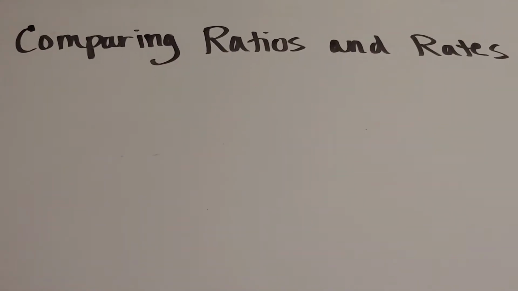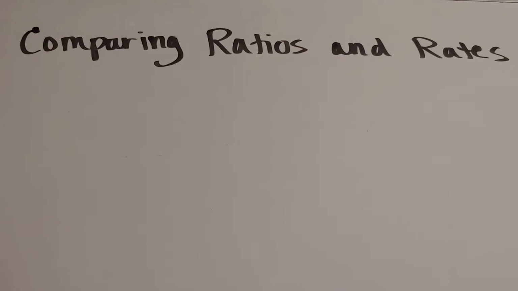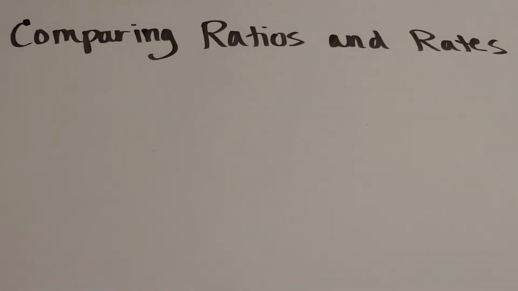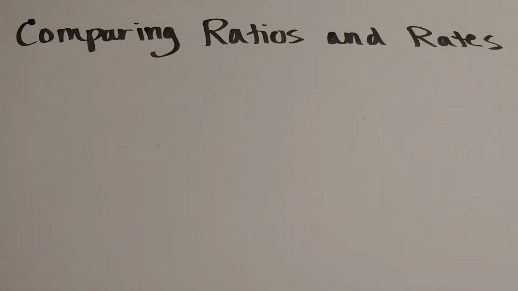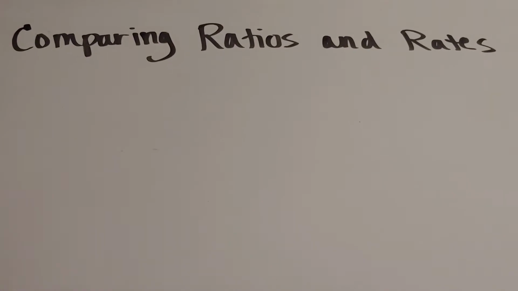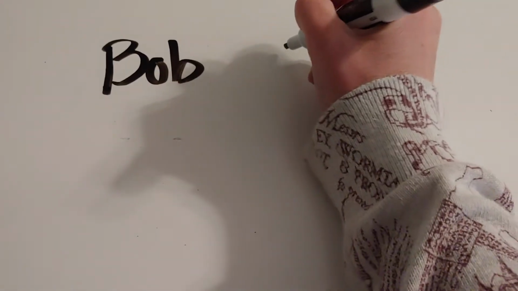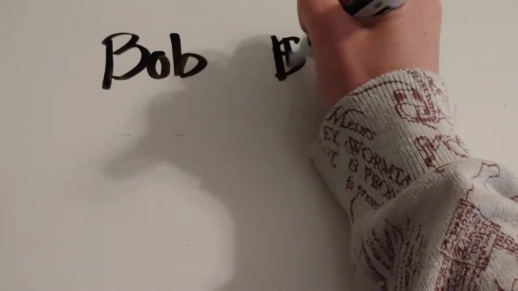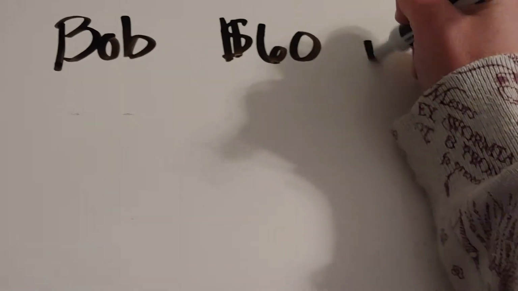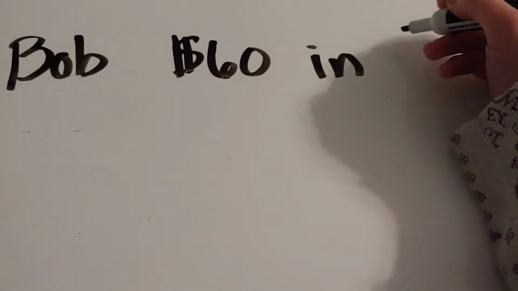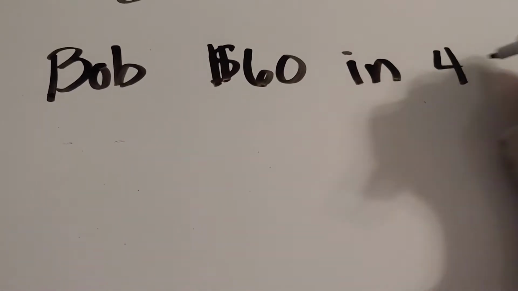Okay. Now, that being said, if I was going to compare ratios or rates, I would want to look at them as sort of apples to apples, if you will. So let's say that we were looking at Bob. Now let's say that Bob makes $60 in 4 hours.